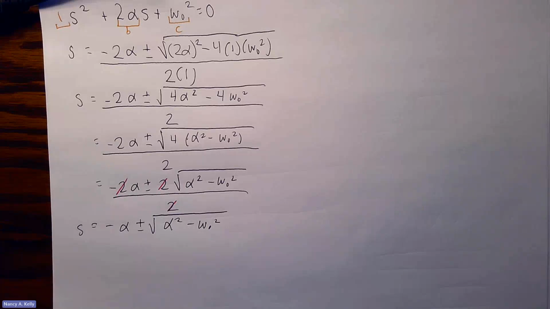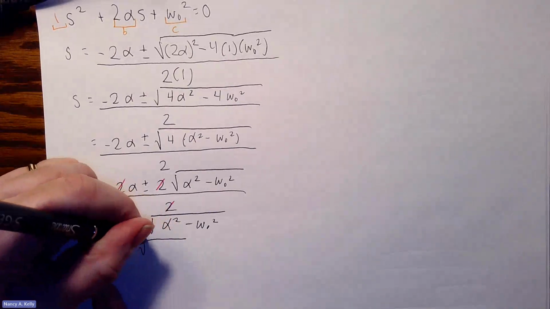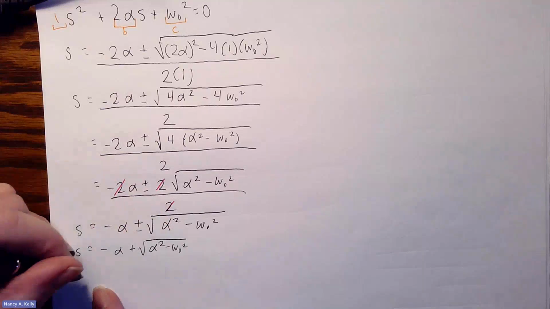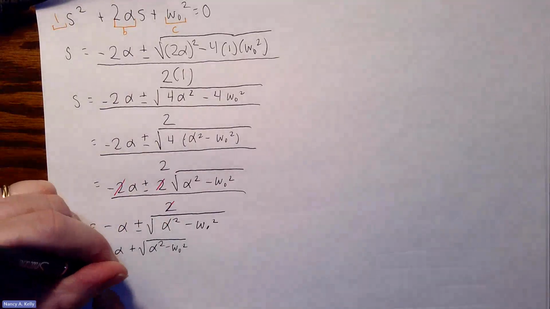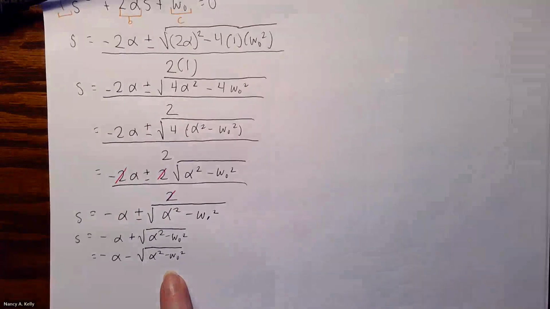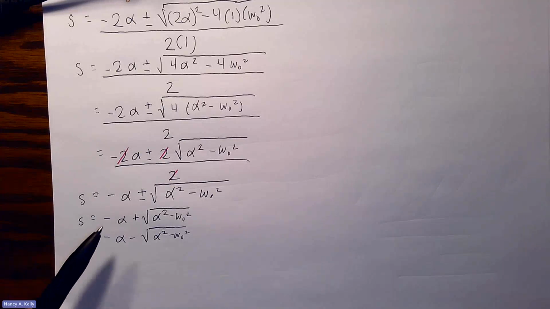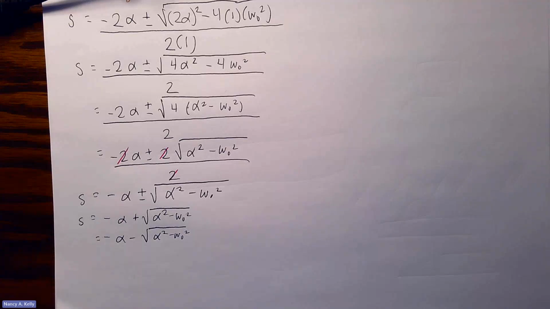So it looks like S has 2 possible values here, right? S could be minus alpha plus the square root of alpha squared minus omega 0 squared, or S could be minus alpha minus the square root of alpha squared minus omega 0 squared. Okay, those are the 2 things. So rather than having a single root, there are 2 possible roots here, 2 possible exponential coefficients here for the natural part of the solution.